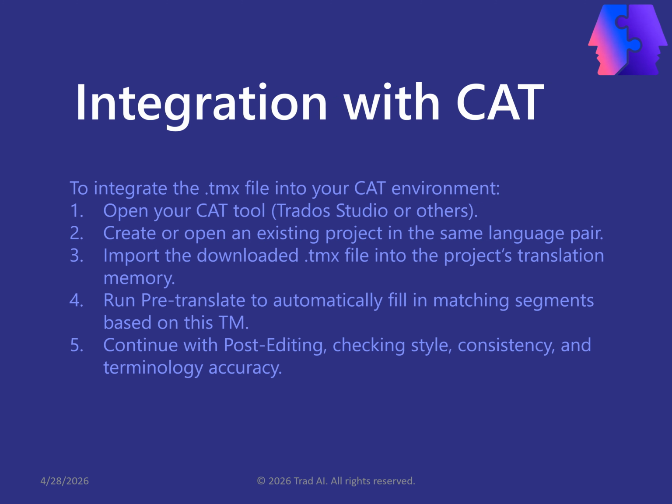A TMX file is the industry standard for translation memory exchange. To integrate it with your CAT tool, open your CAT software, such as Trados Studio. Create or open a project with the same language pair. Import the downloaded TMX file into the translation memory. Run pre-translate to automatically fill in matching segments. And then continue with post-editing to check style, consistency, and terminology.